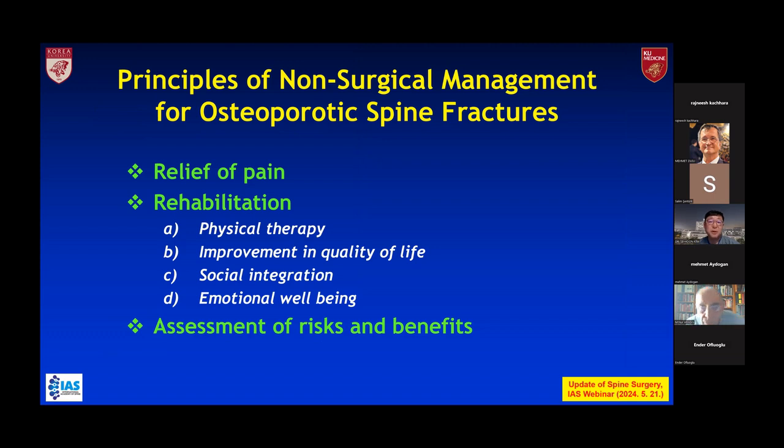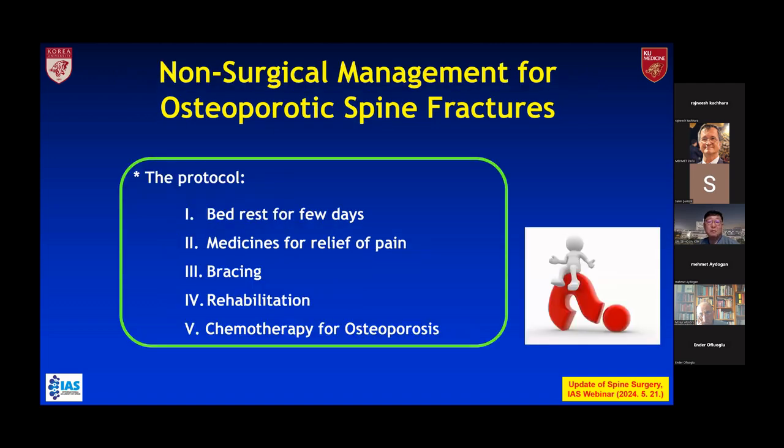These are the principles of non-surgical management: relief of pain through many medicines, and rehabilitation, such as physical therapy, improving the quality of life, and assessing the risks and benefits. I'm going to talk about the non-surgical management for osteoporotic spine fractures in 5 categories like this: bed rest, medicines, rehabilitation, and chemotherapy or medical therapy for osteoporosis.